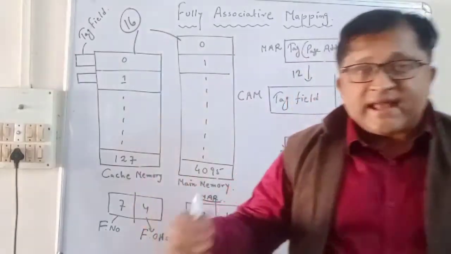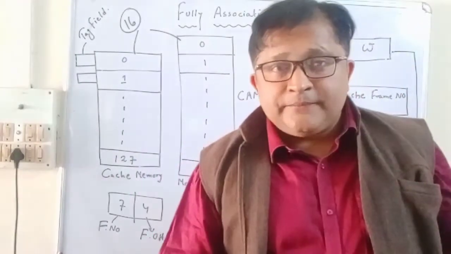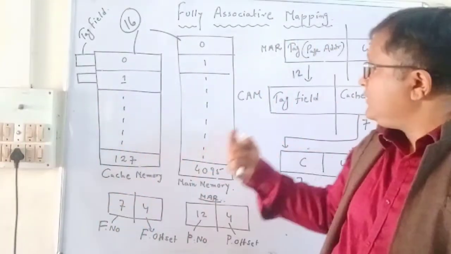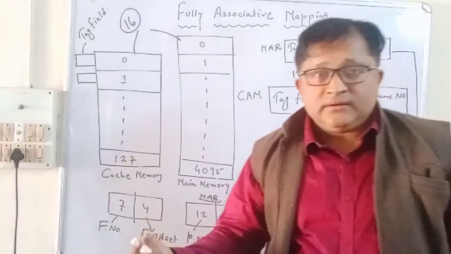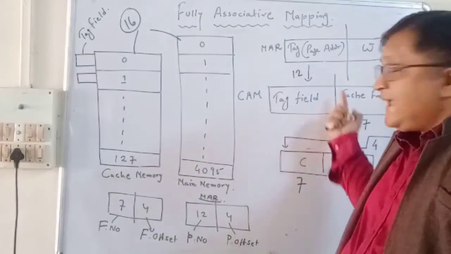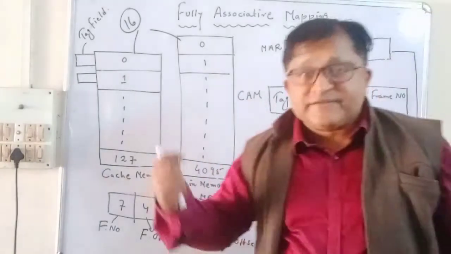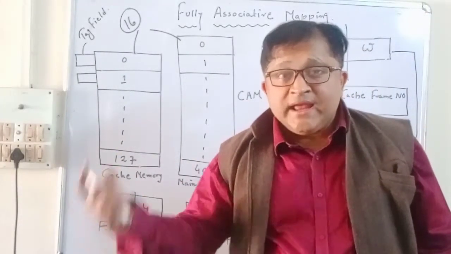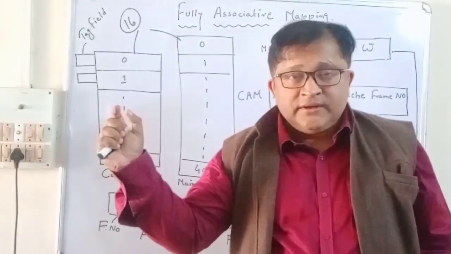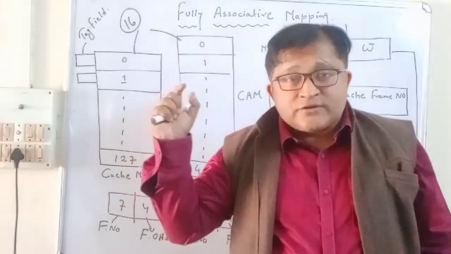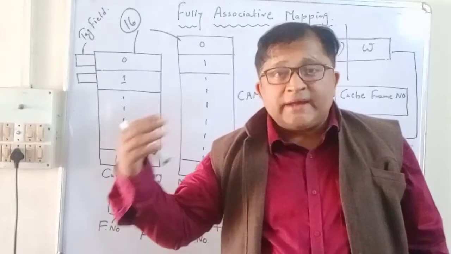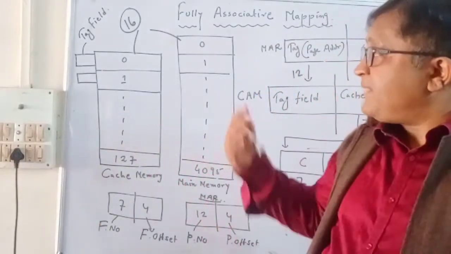And all the comparators are connected with the OR gate. So whenever any match is found, the OR gate gives 1 as output. So this means the page number is found in the CAM. When the OR gate gives 1 as output, this means any one of the comparators gives a positive result, meaning the comparison is made and the output line of the comparator becomes enabled. This means the match is found.